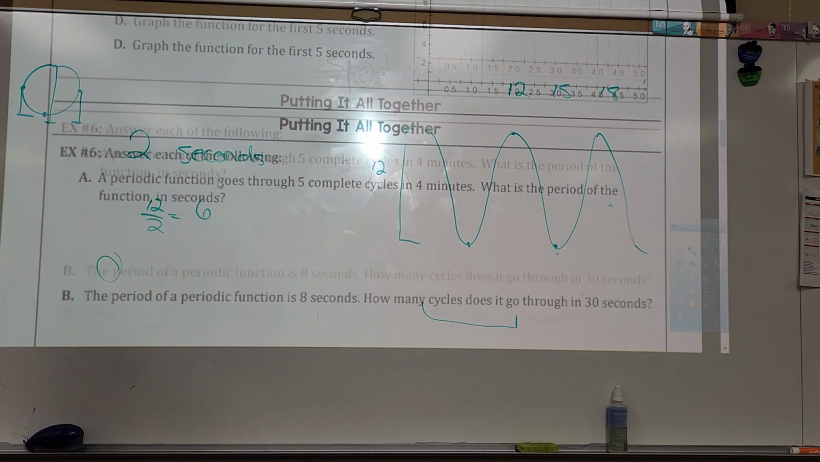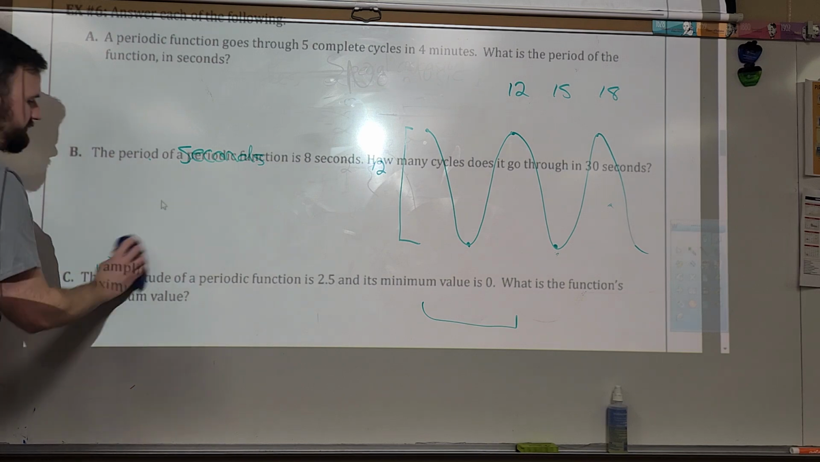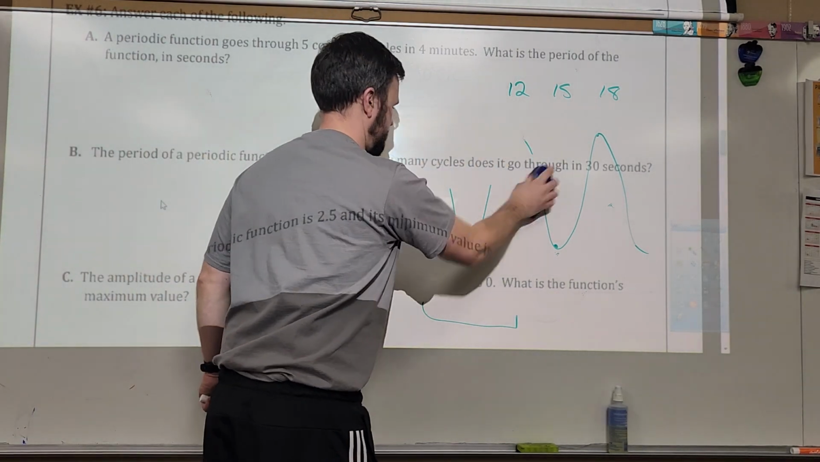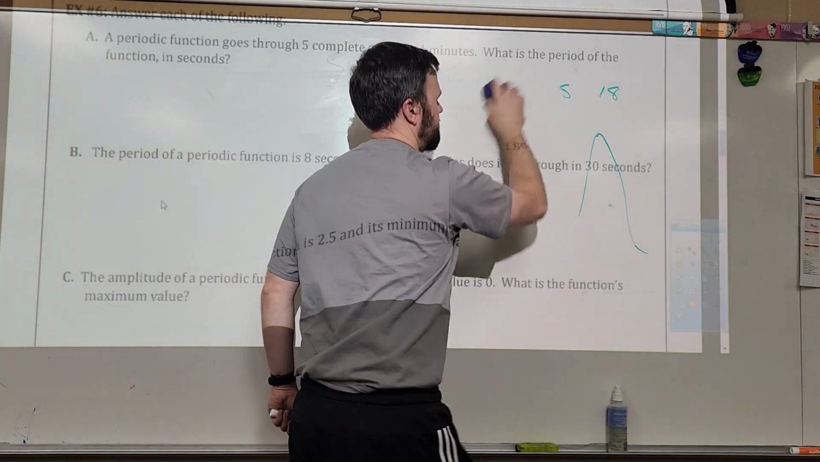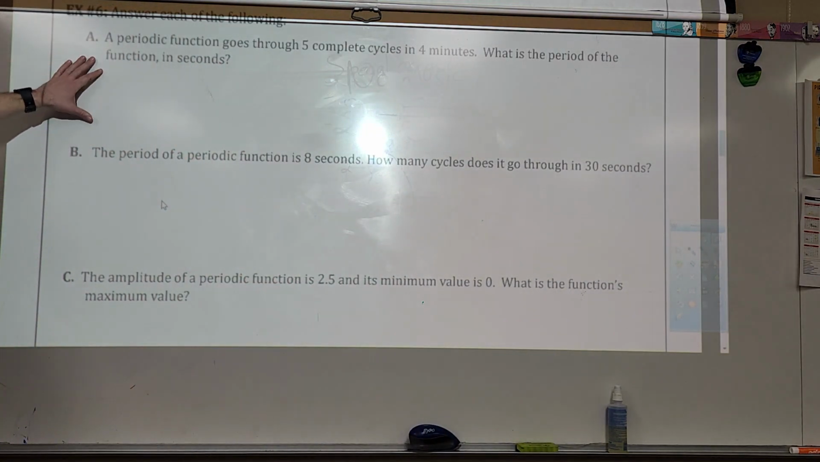I got to make that video. Let's put it all together. This would be like what the question looks like on the test. All right. A periodic function goes through 5 cycles in 4 minutes. What's the period?